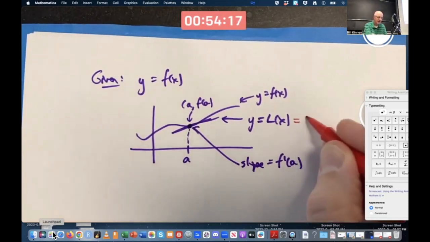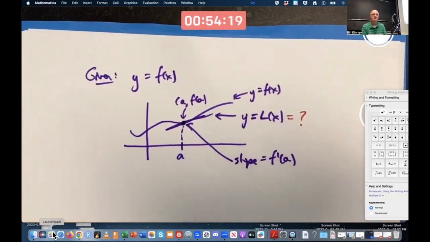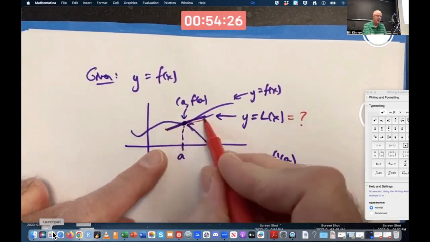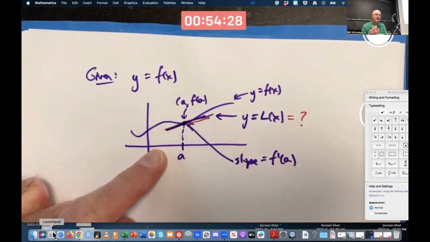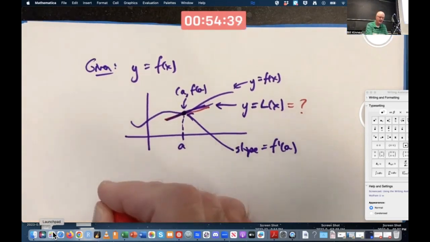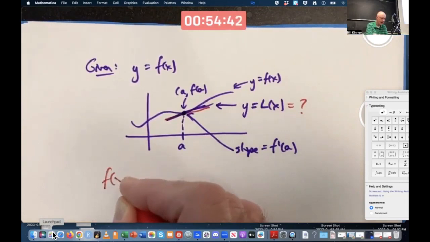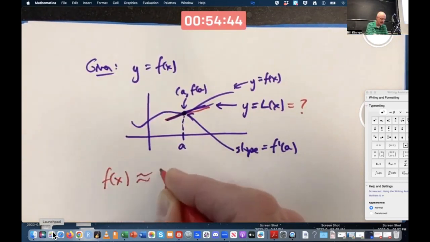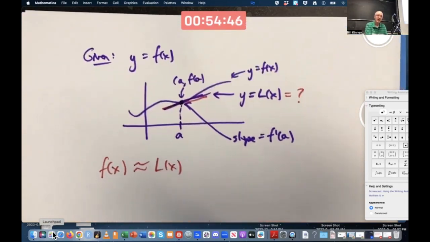What is the equation of L of x? That's our goal. L of x is a function whose graph is the tangent line at this point. It's also called a linear approximation to f near that point. Sometimes also called the local linearization of f near that point. It approximates f well when x is close to a. F of x is approximately equal to L of x when x is close to a.